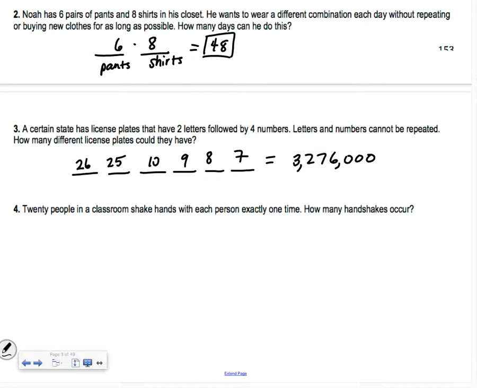All right, here's a tricky one. We didn't do these in Algebra 2, but let's think about it. 20 people in a classroom shake hands with each person one time. How many handshakes can occur? Well, ordered.